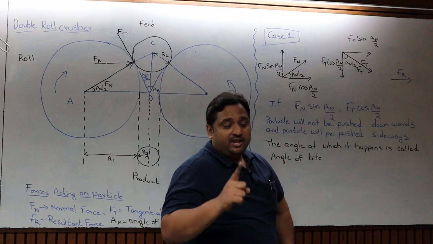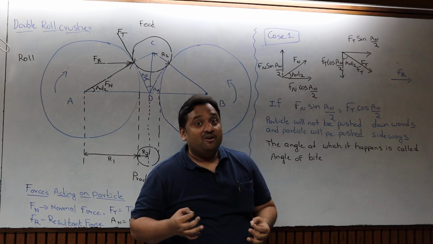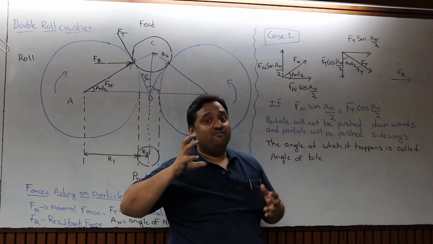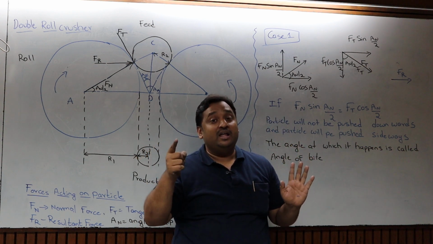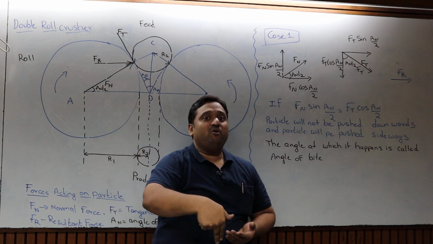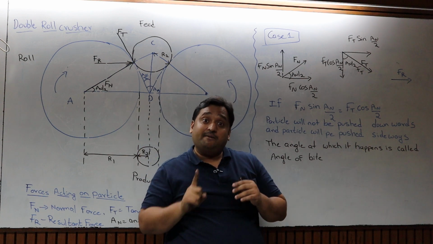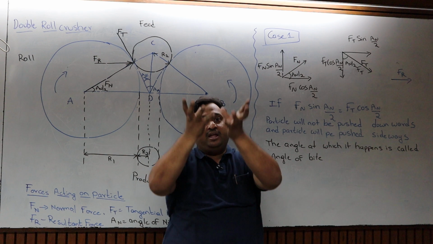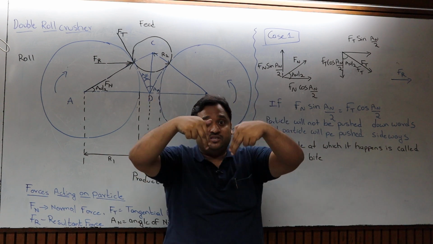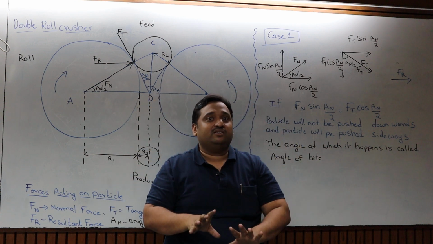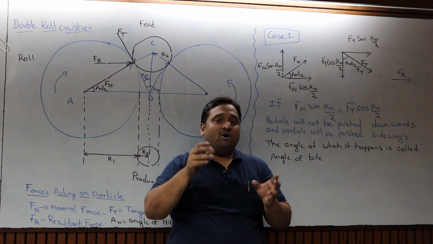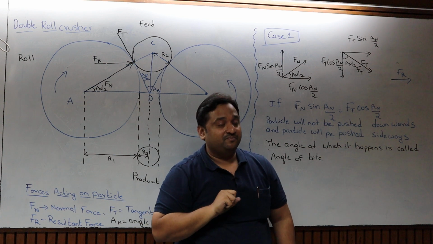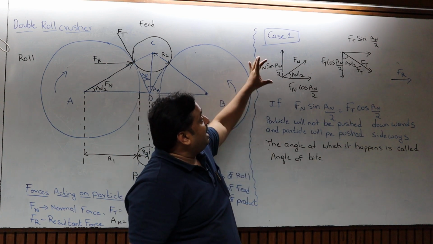See case 1. Let us see what the force should be so that the particle will be crushed. That is very important. The resultant force should be in the downward direction. If the resultant force is upward, the particle will be lifted upward. If the resultant force is downward, it will get crushed. If the resultant force is horizontal, it neither goes up nor down, it will stay at the same location.